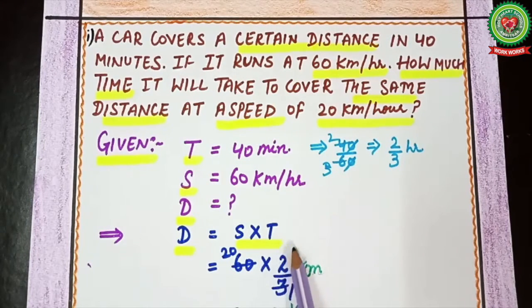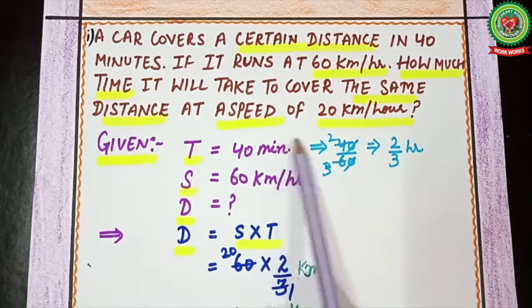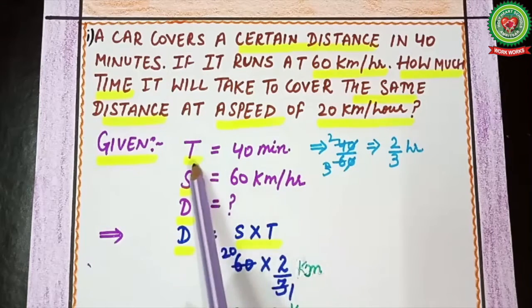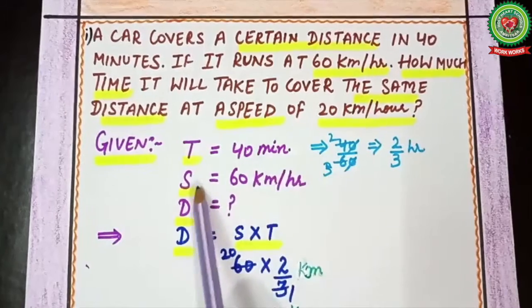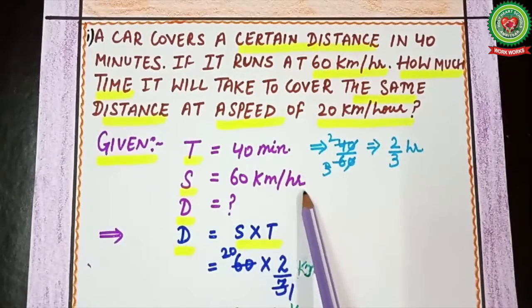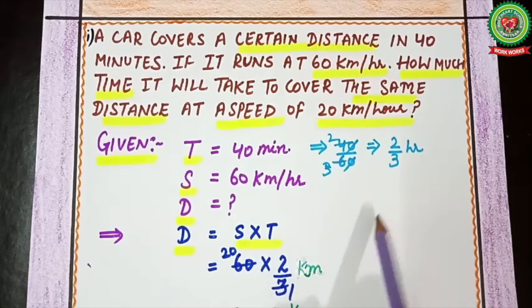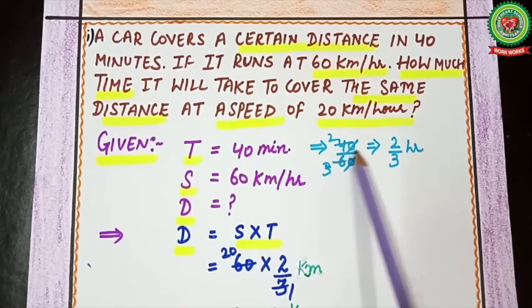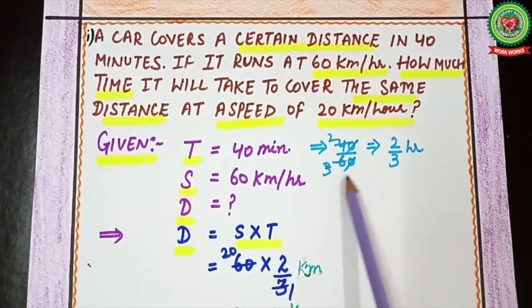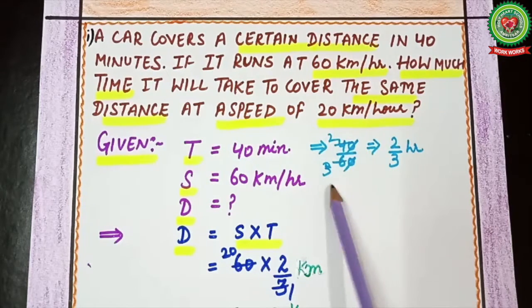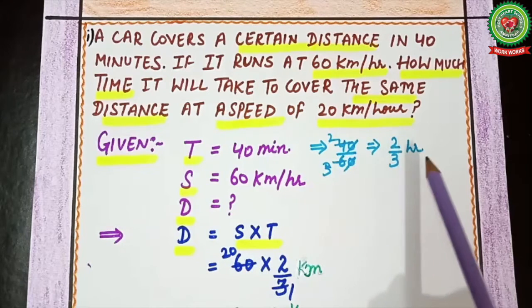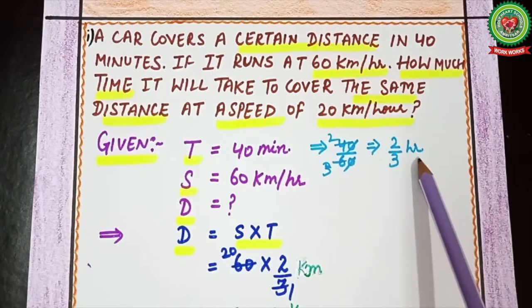But before applying this formula here, we will go to the units. So first of all, time is in minutes and speed is in kilometer per hour. So that means we have to convert this minute into hours. For converting it into hours, we have to divide it by 60. So 0, 0 will be cut and 2 2s are 4, 2 3s are 6. So you will have time equal to 2 upon 3 hours, right?